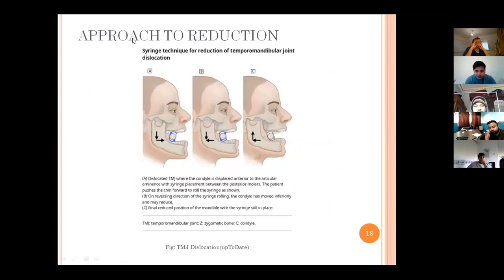So, approach to reduction. There are certain techniques by which TMJ dislocation can be reduced. The first one is the syringe technique. In this technique, the patient is asked to bite the syringe between their molars and roll the syringe forward and backward. This action is supposed to relocate the displaced joint back into place. So this is the graphical representation of the method.